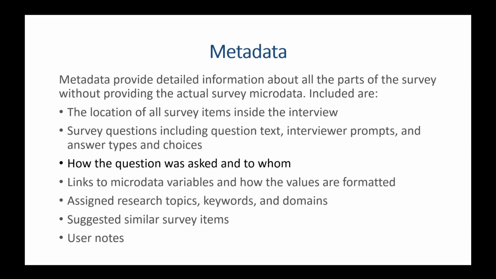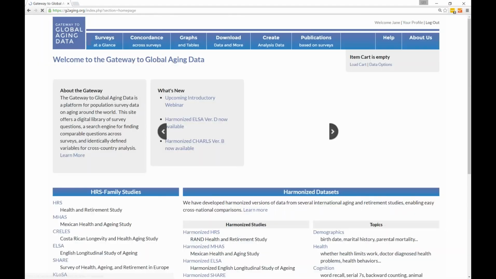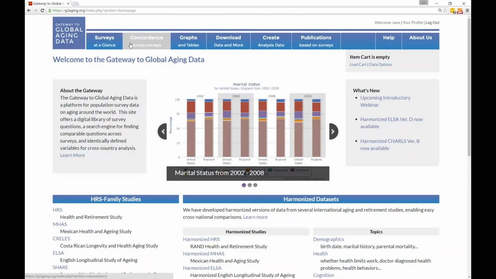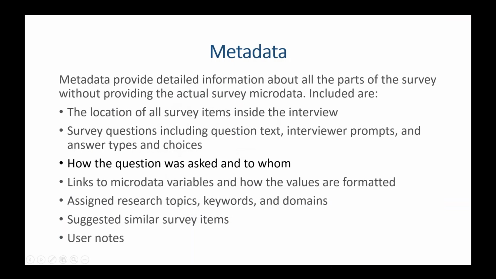So let's quickly, I'll take you to the website. If I can get this on the screen. There we go. So the website is available at g2aging.org. This is our landing page. And then we can go home and drill down. You can see here at the top we have the main features of the website. So we're going to be walking through these and giving you an idea of how you can access all these wonderful data resources that are available.